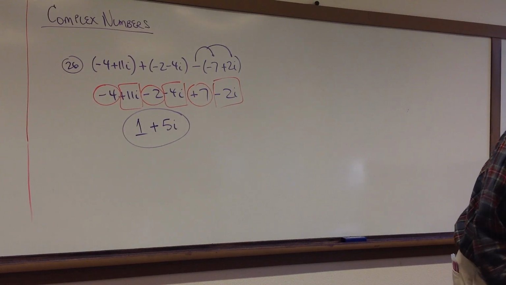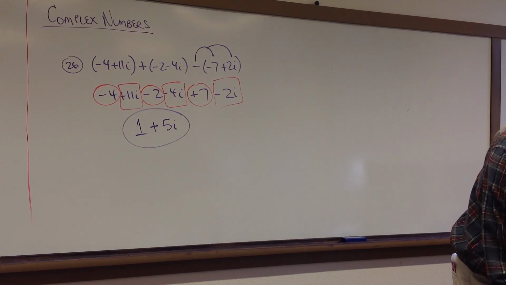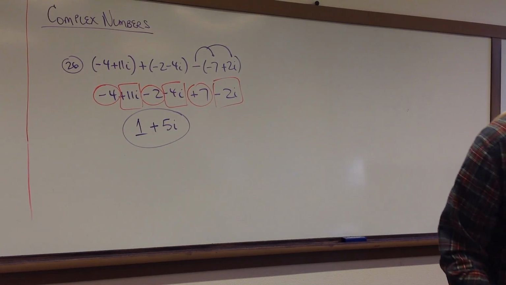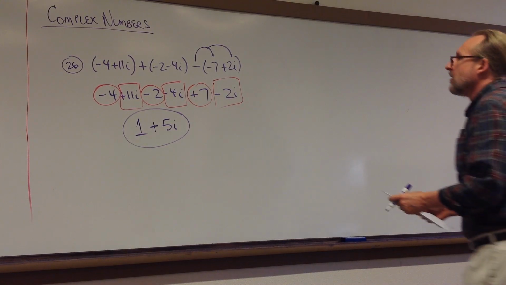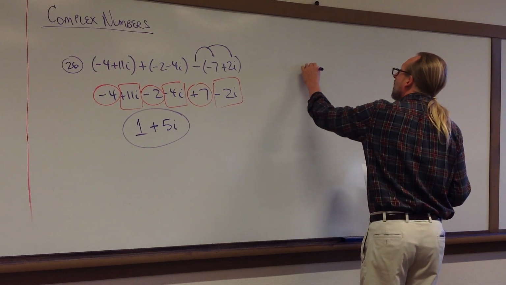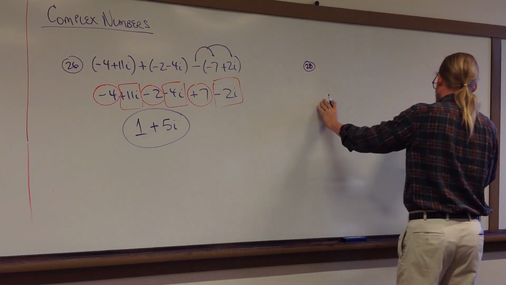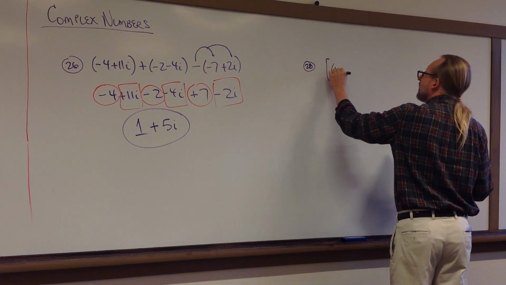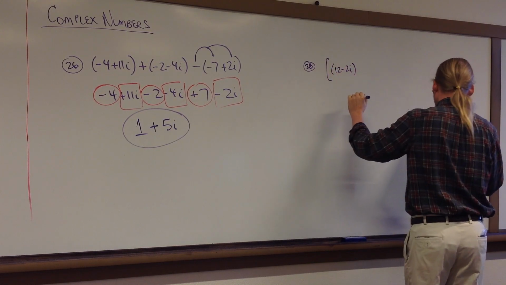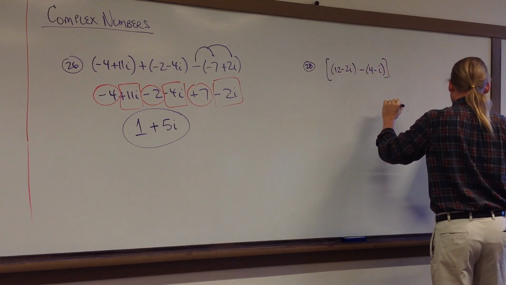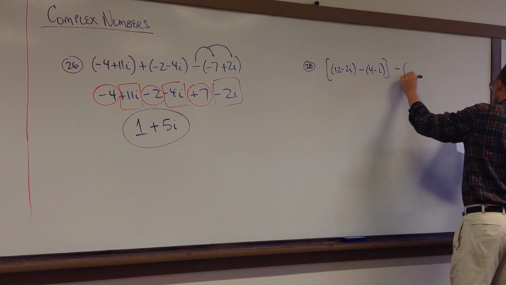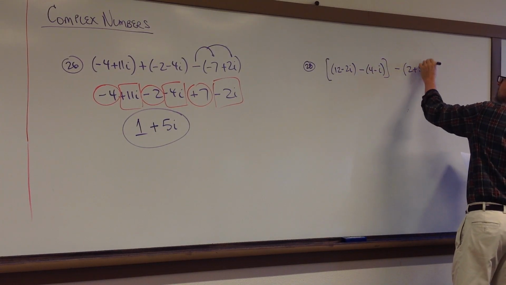Let's look at a couple more of these. Let's see. Problem 28. What do we get here? We've got a 12 minus 2i minus 4 minus i. And then from that we want to subtract 2 plus 5i.